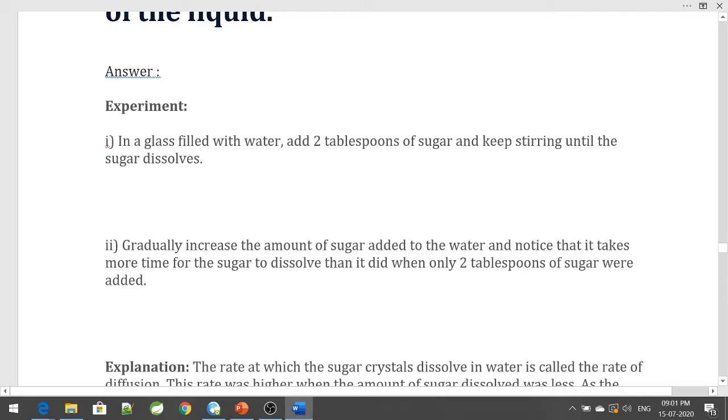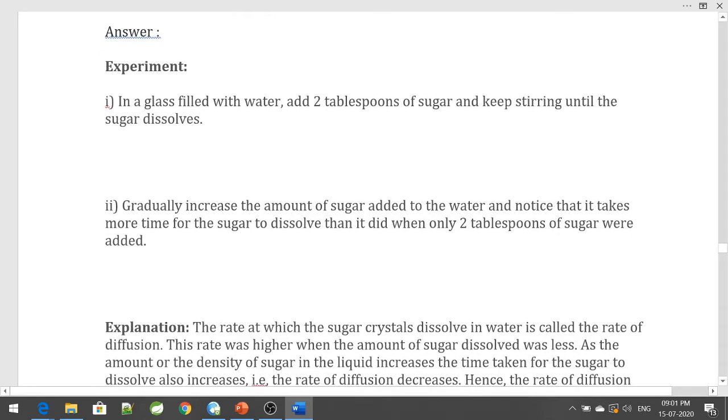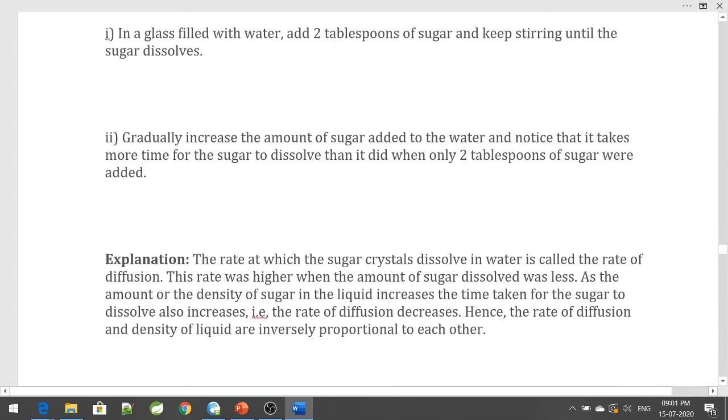And again if we keep on adding sugar into the water, it will take more time to dissolve until all the intermolecular spaces present between the water molecules are occupied by the sugar particles. Then what will the sugar do? The remaining sugar will deposit at the bottom of the glass, and thus at that level only the volume increases. Explanation. The rate at which the sugar crystal dissolves in water is called the rate of diffusion.